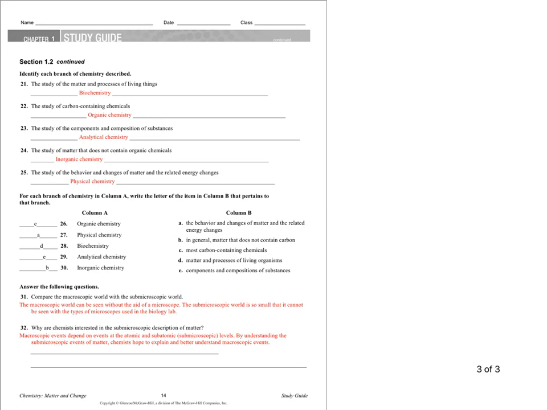And some branches of chemistry, a nice chart in your book. There are different branches of chemistry, with a nice chart in your book describing them. Here's just a list of some things you need to know. Study of all matter and the processes of living things: biochemistry. Study of carbon-containing chemicals: organic.